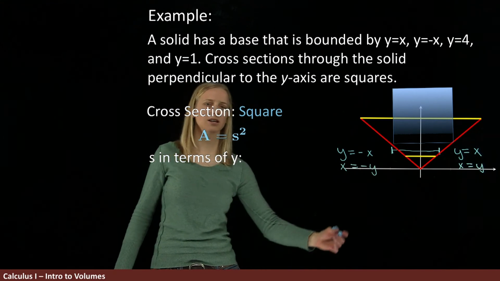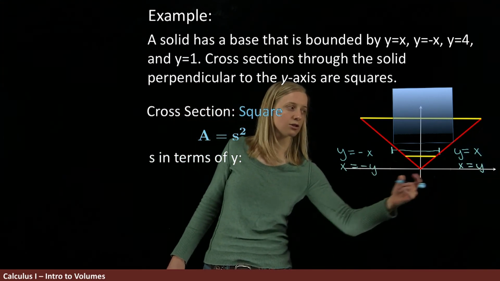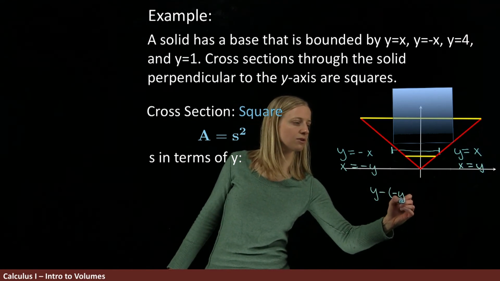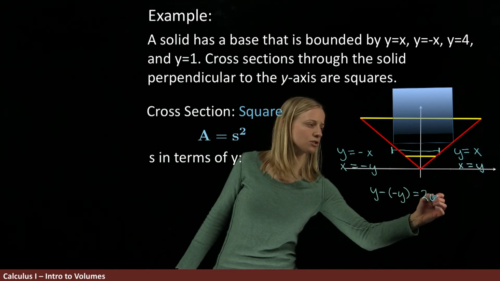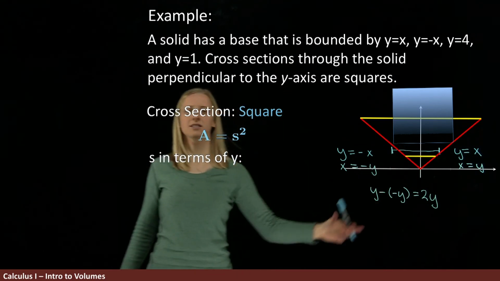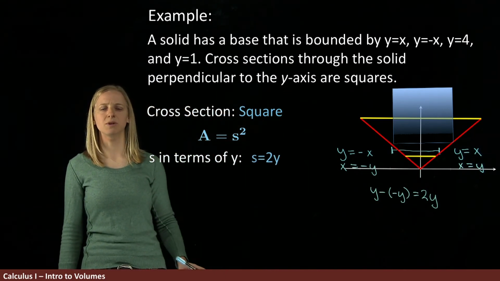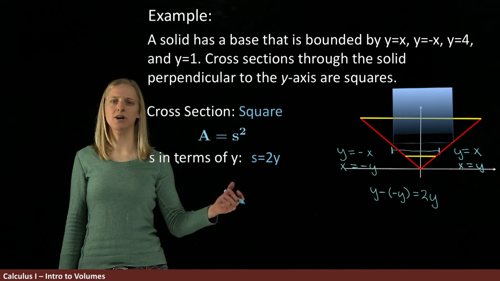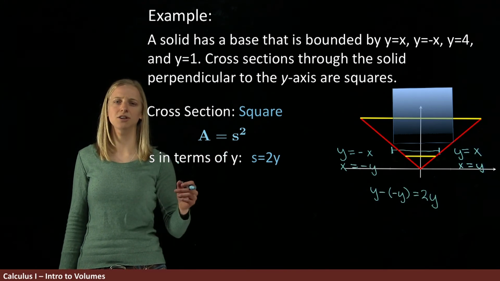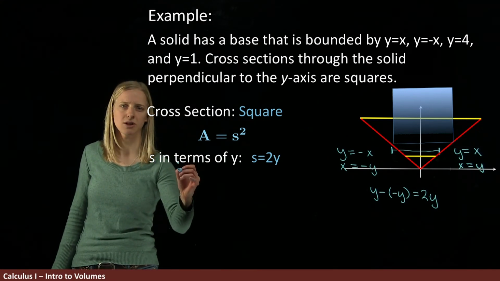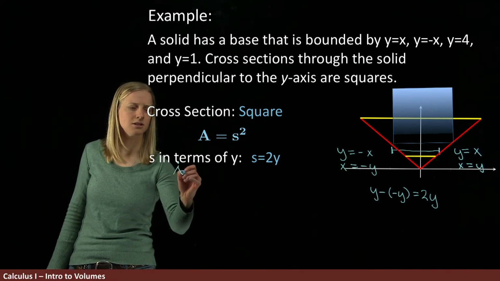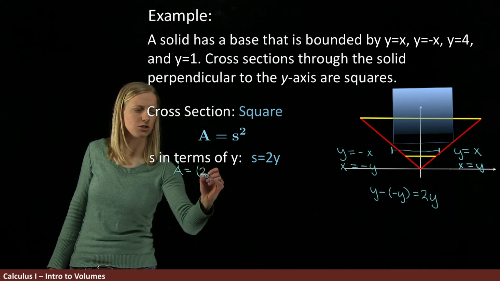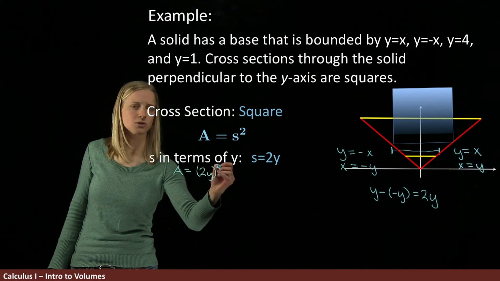And so because of that, we're going to have the right minus the left. So y minus the negative y is going to give me 2y. And that is the distance. And so s is going to be equal to 2y. Now with s in terms of y, I can go back to my original area equation and write that in terms of y. So I have the area is equal to 2y, that quantity squared.